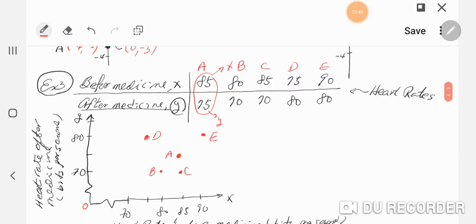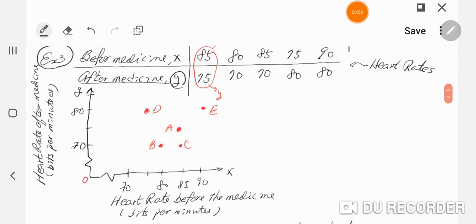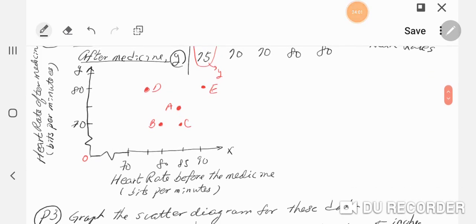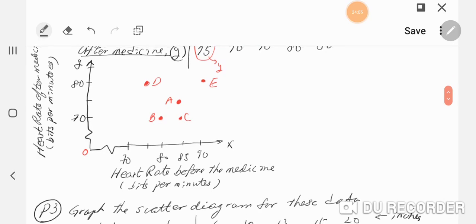So we call this a scatter diagram. Okay, a scatter diagram shows all the points of the data. Okay, for the heart rate, the unit should be beats per minute, not beats per second. So I corrected it, beats per minute.